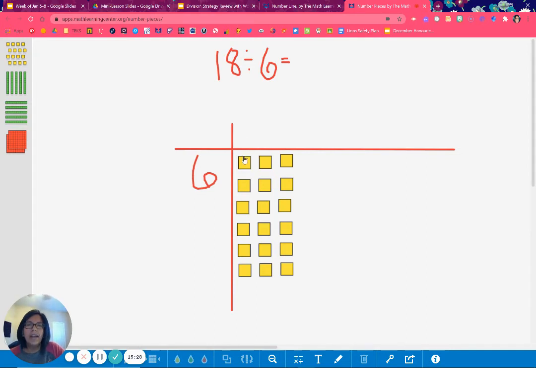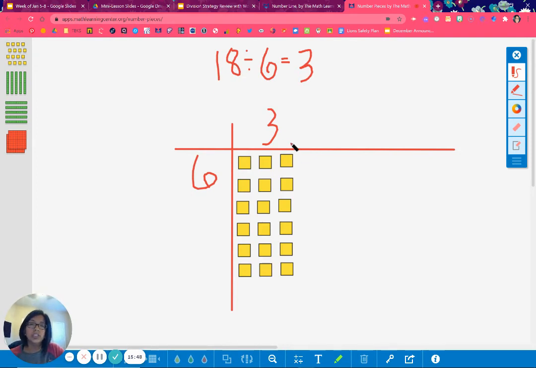So now I'm going to count my columns. 1, 2, 3. There are my columns. 3 columns. So my quotient is 3. See how we did the array or area model? Well, this is an array. I put my rows and I keep adding to it until I reach the dividend, that total. Once you reach your total, it is 3.